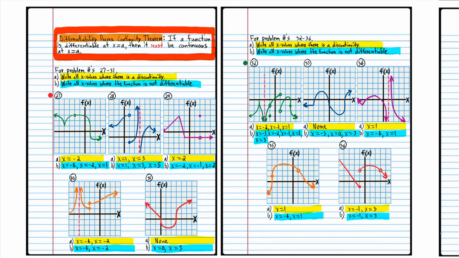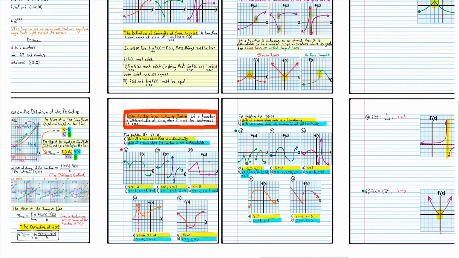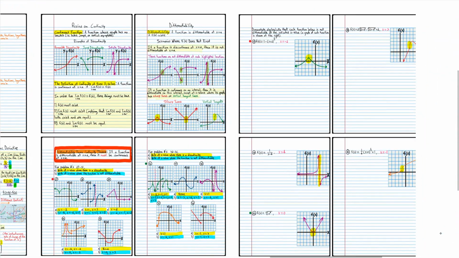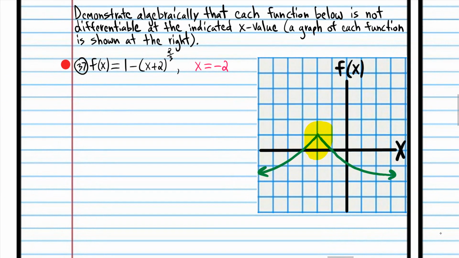So again, we're reviewing continuity, and we're also learning this term differentiability. But now we're going to find the algebraic reasons that we can't find the value of the derivative at certain x values. Now, we showed a graph of this function when we explained why the derivative is not defined at sharp turns. But now we actually have the equation of that graph.